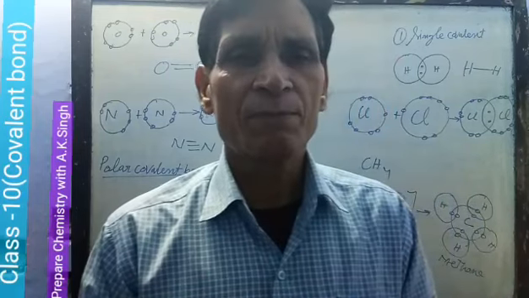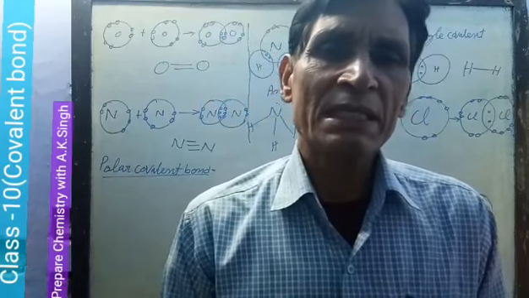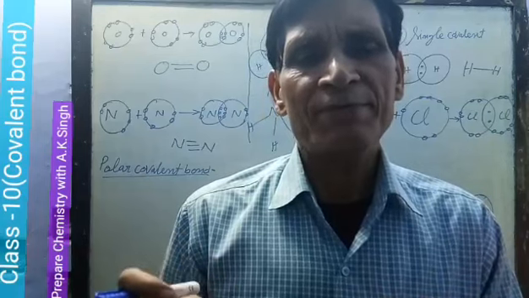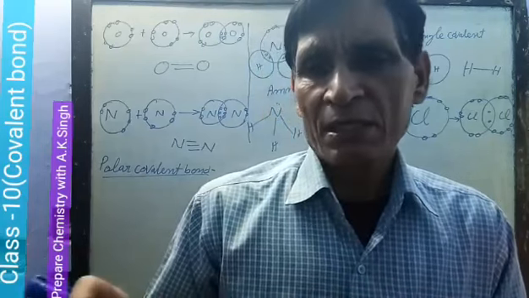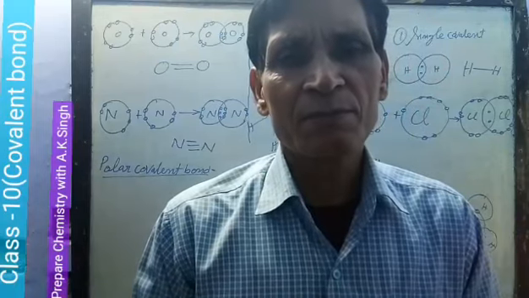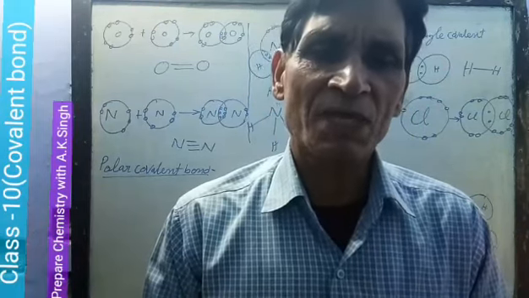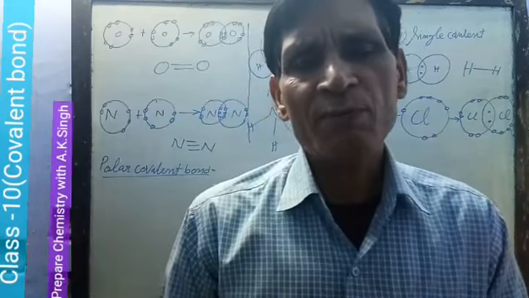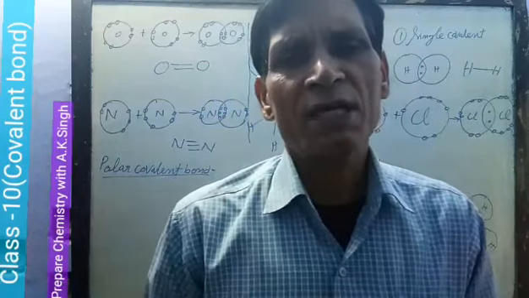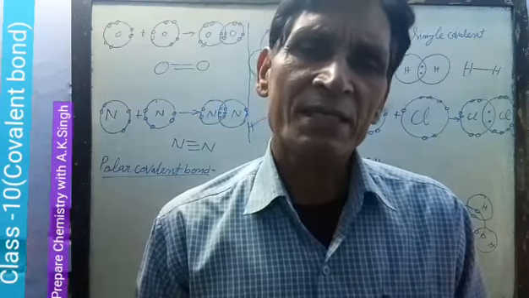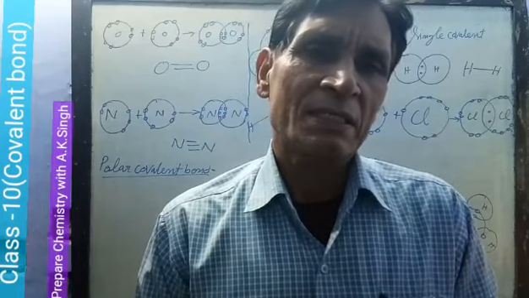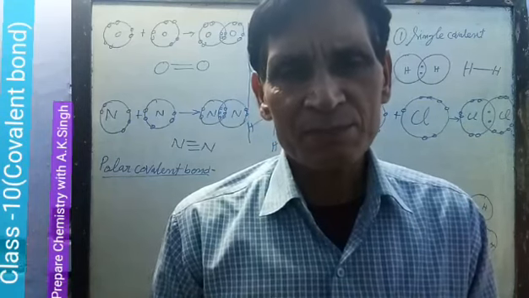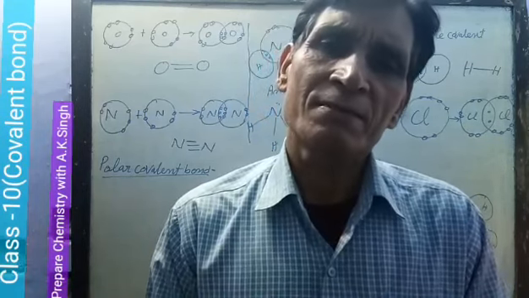Such a bond is called a polar covalent bond. In a polar covalent bond, the atom having higher electronegativity attracts the shared pair more strongly towards its nucleus and develops a partial or slight negative charge on it. An equal amount of partial positive charge is developed on the other, less electronegative atom. Hence, there is slight charge separation, and such a bond is called a polar covalent bond.